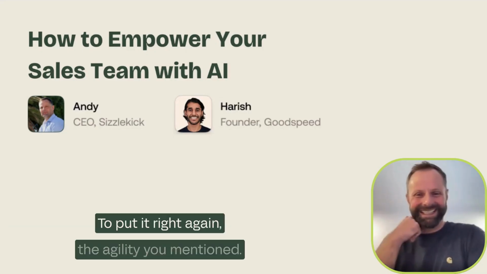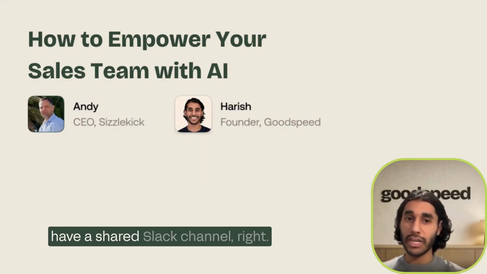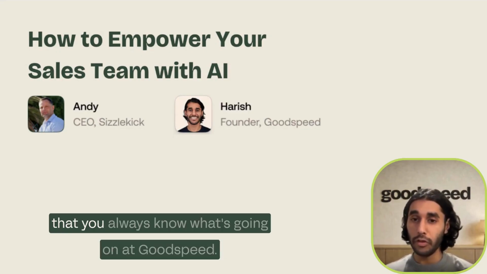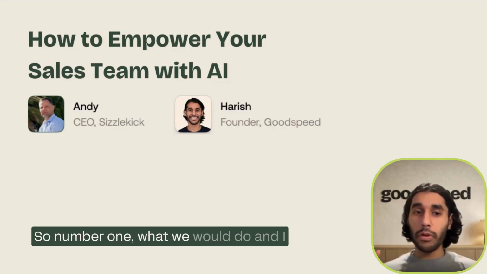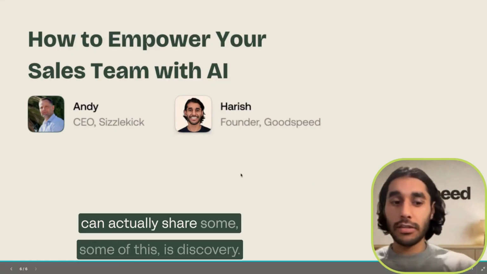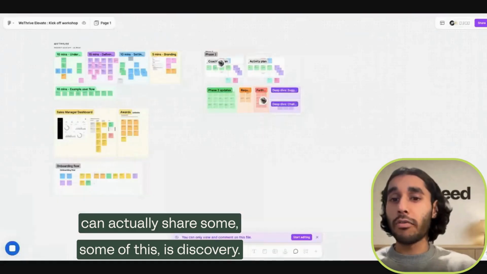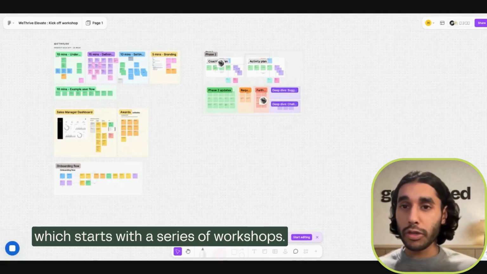put it right again. The agility you mentioned, and I think, we have a shared Slack channel, right? So we would constantly be in communication to make sure that you always know what's going on. At Goodspeed, the way that we work is we have a 4-step process. So number 1, what we would do, and I can actually share some of this, is discovery. And so this is a complete discovery process, which starts with a series of workshops.